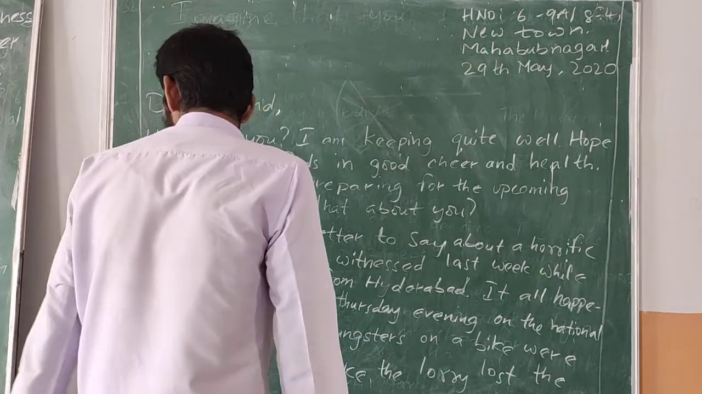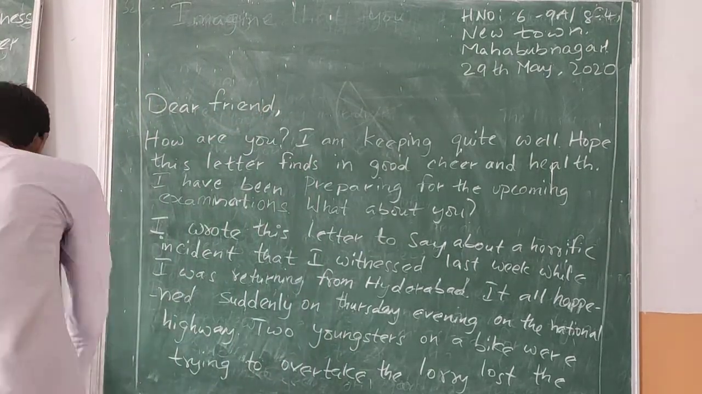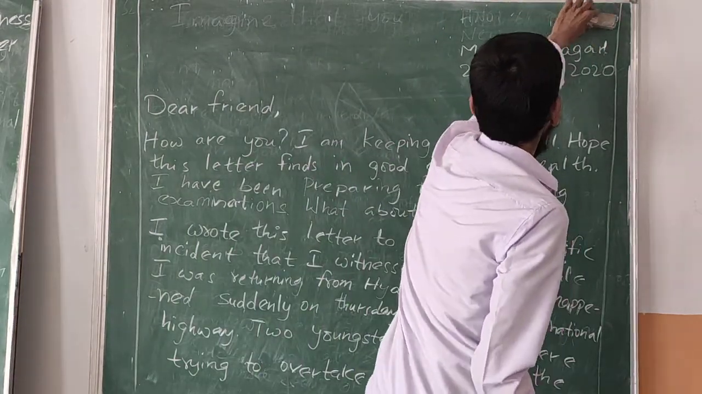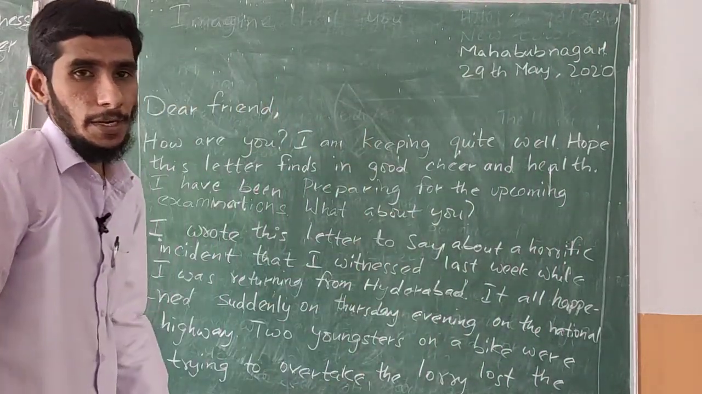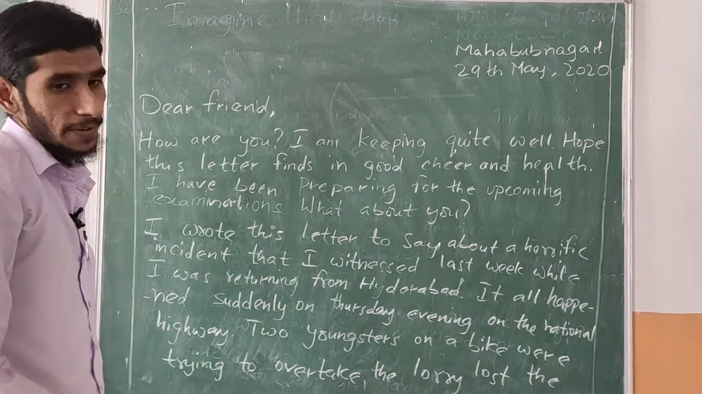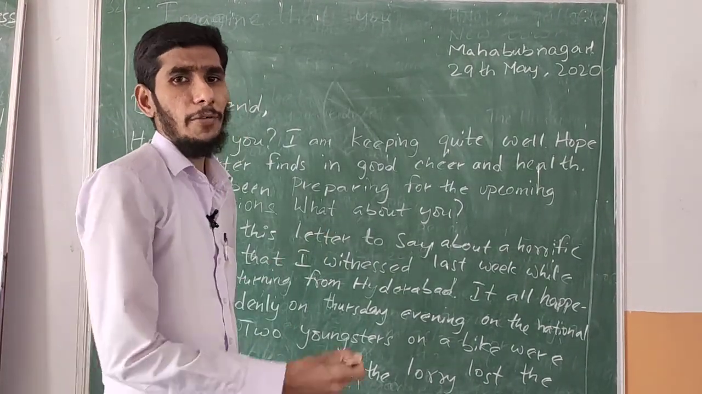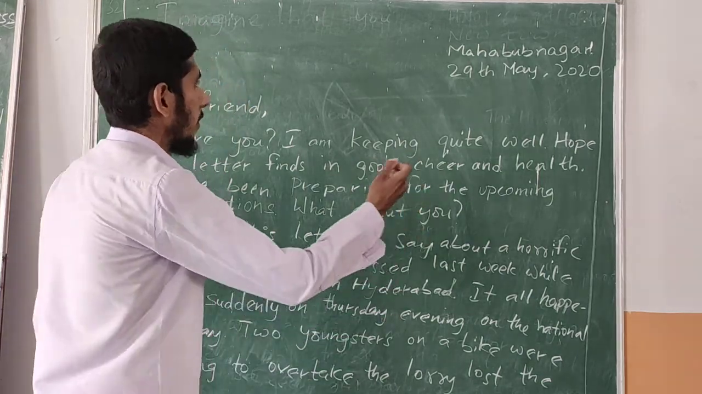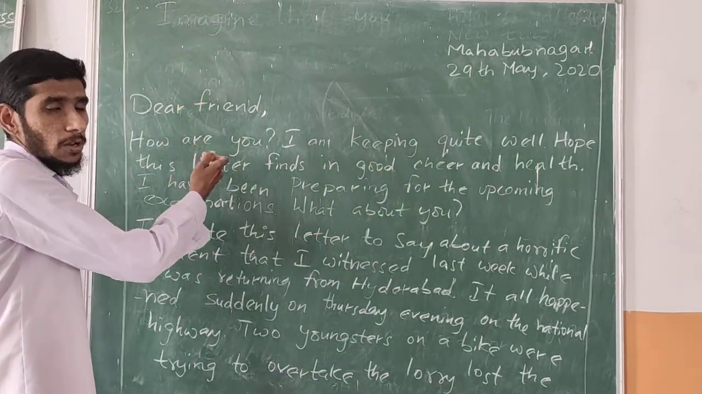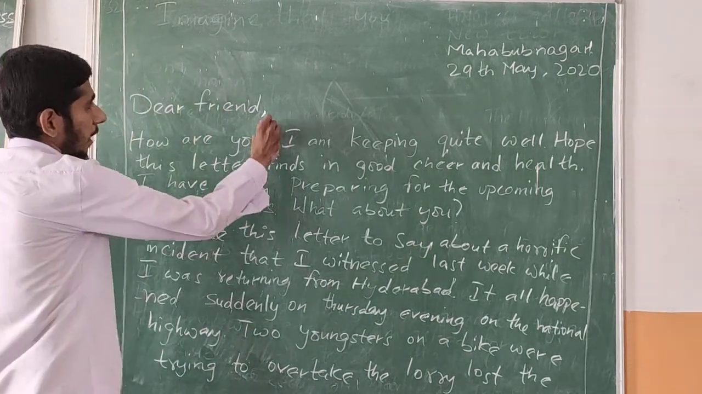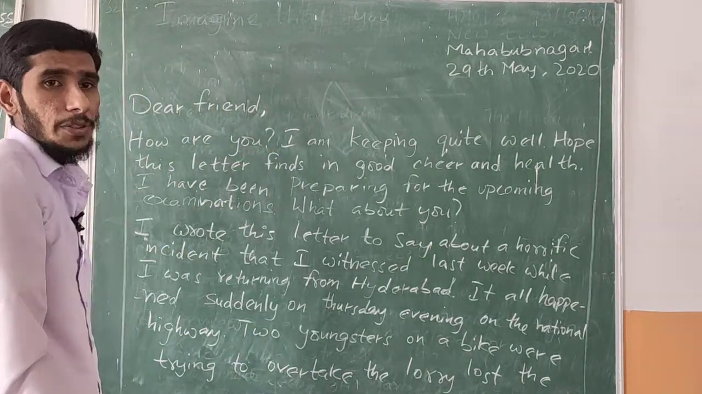You can write a complete address, or you can write just Mahbub Nagar and date. That is also enough. But if you write a complete address, it's the writer's address that you have to mention in a letter. After that, you have to write the salutation on the left hand side. And after writing the salutation, a comma is compulsory.